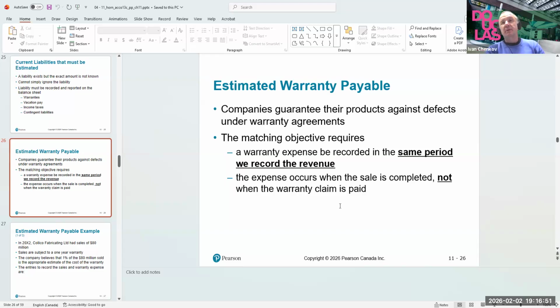What's interesting with the warranty? Warranty comes with the sales. It's attached to the sales. If there are no sales, there's no warranty. Because of that, the warranty has to be recorded in the period and at the time of the sales. If the sales are related to the current year, warranty expense has to be related to the current year as well.